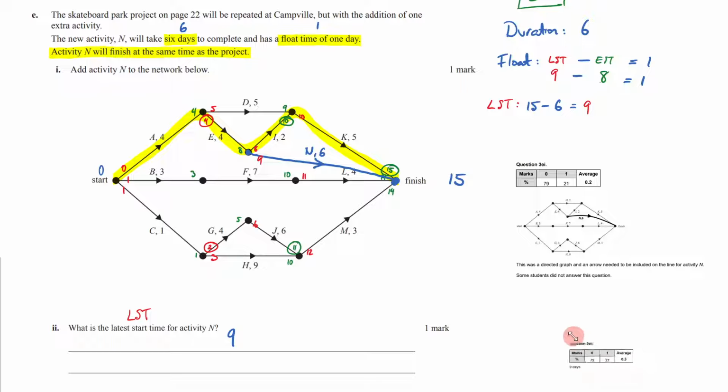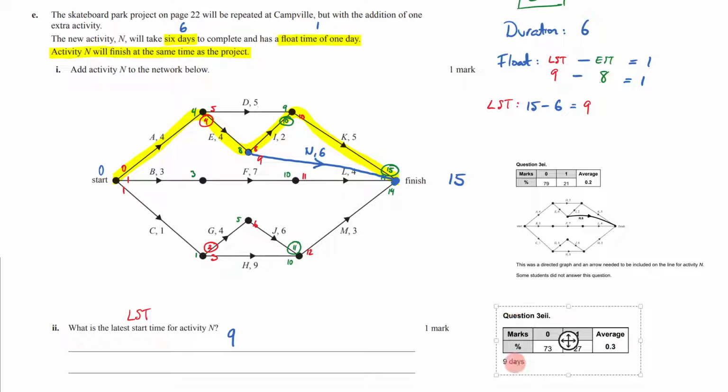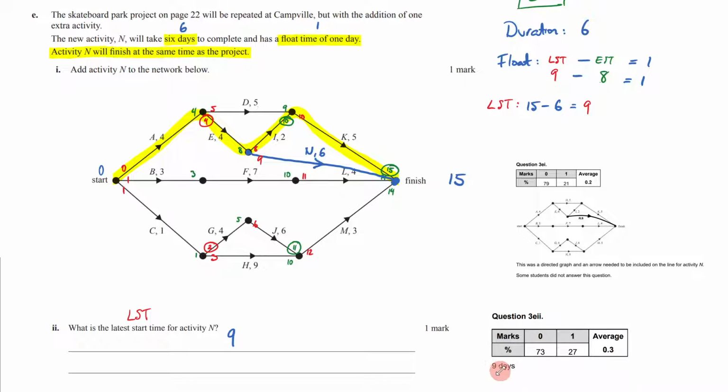Now, before I talk about what makes it odd, let's just look at our examiner report. As you can see, 9 days is our answer, so 9, that's what we got. But hopefully you can see something a bit strange here, and that's the fact that 27% of people got this correct, when only 21% of people got the previous question correct. So more people got this correct than this part correct, which makes me think that perhaps VCAA expected us to answer this in a different way.